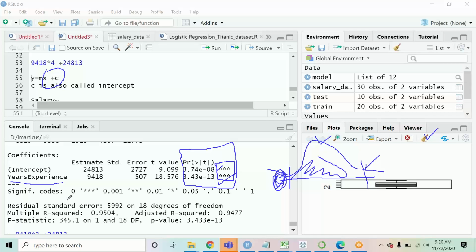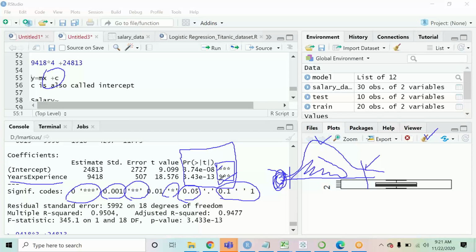Three stars means that the value is approximately 0. This is just like a reference: 2 stars means the value is near 0.01, 1 star means 0.01 to 0.05, and if you don't see any star, that means your values have gone above 0.05. This is something we take as a standard. In all the languages, whether R or Python, 5% is something we take as the industry standard.